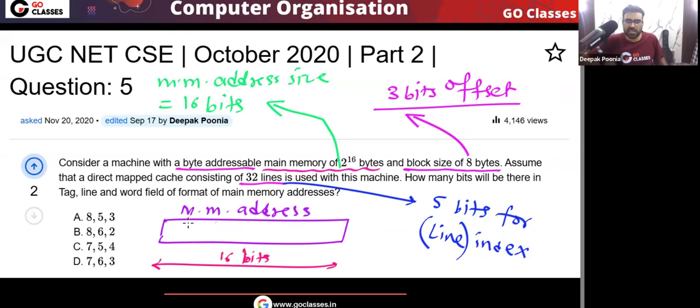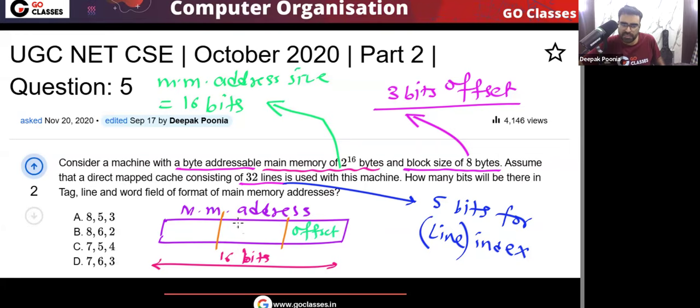Okay, and this address I can divide into three parts. In the direct mapped cache, we can divide the physical address into three parts. You can see this least significant part, this is the block offset. For that we need 3 bits. So this is the offset field. For that you need 3 bits.